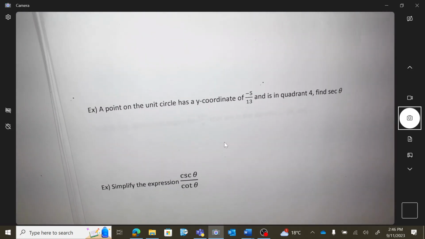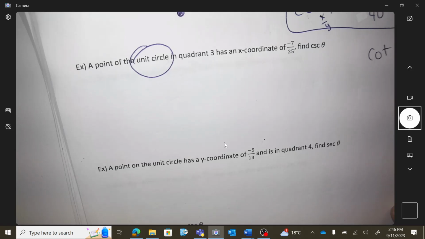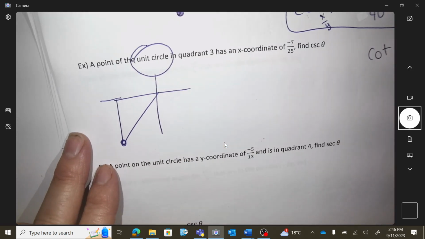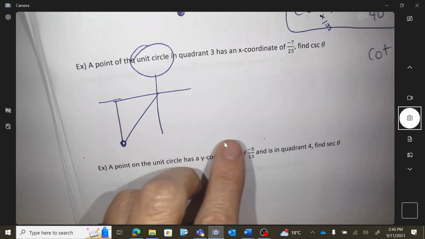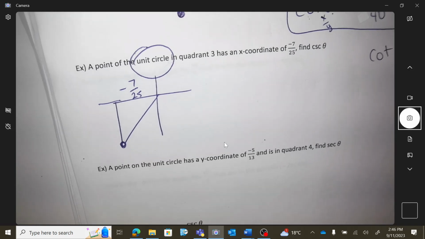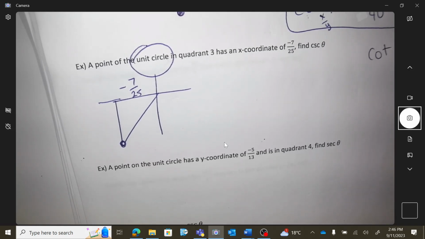Okay, a couple more questions to go. A point on the unit circle in quadrant 3 has an x coordinate of negative 7 over 25. So I only have one value on my triangle, or do I? Seems like we should always know 2 sides of our triangle. What do you know?